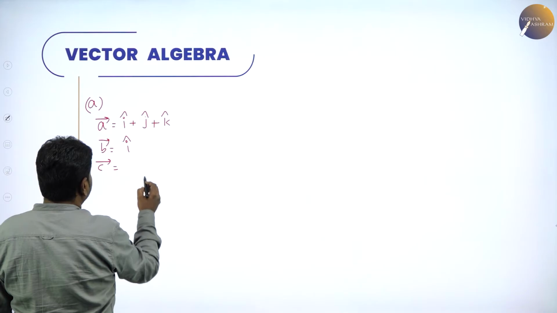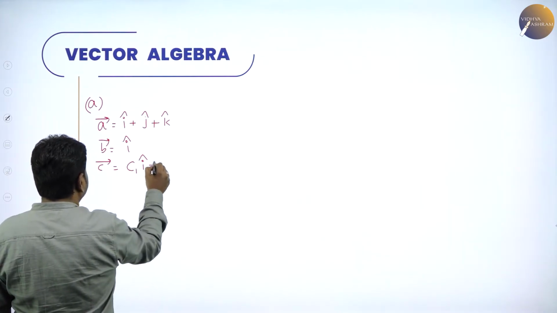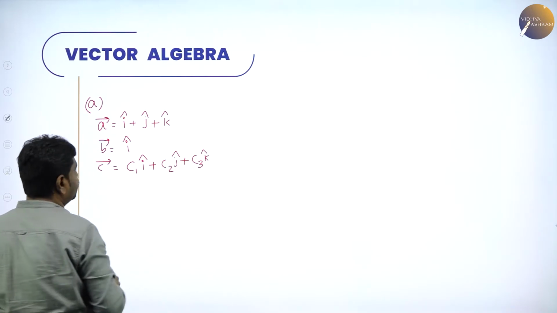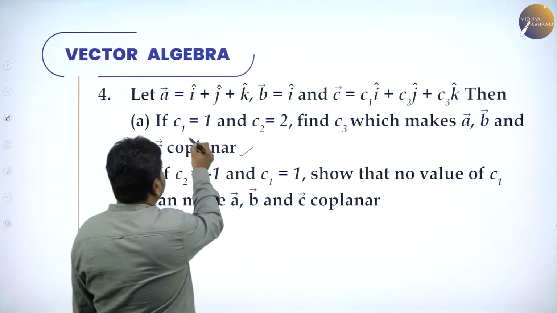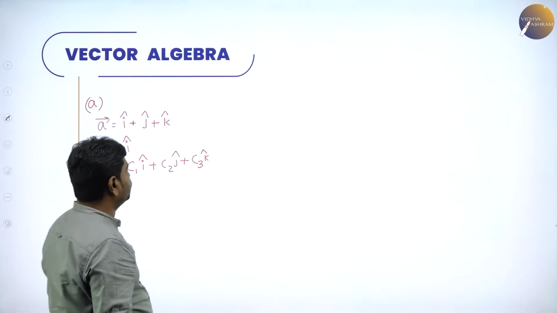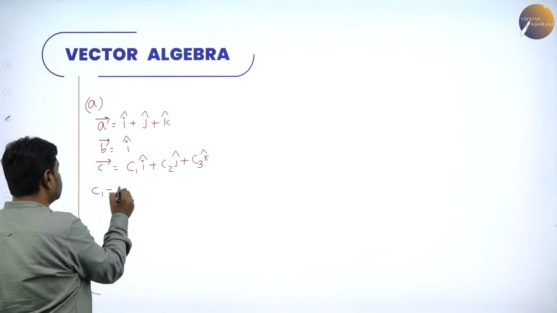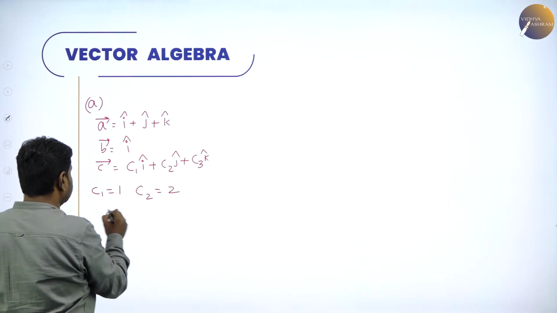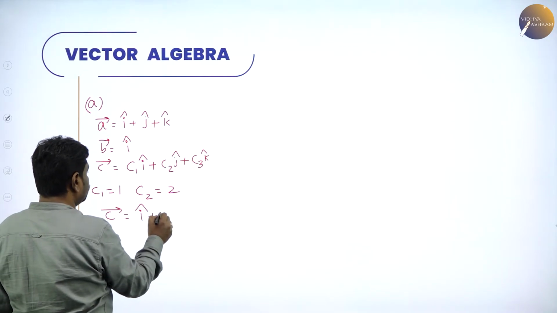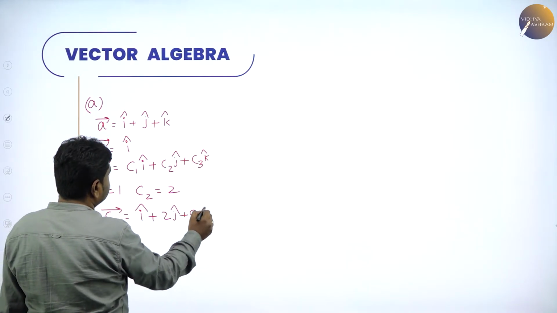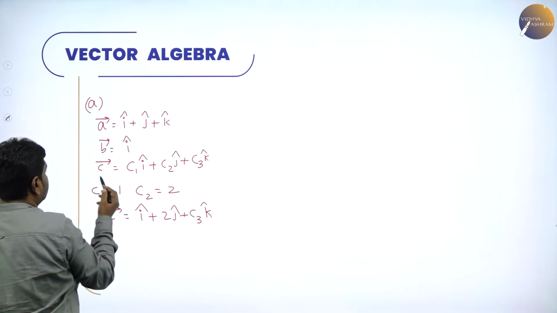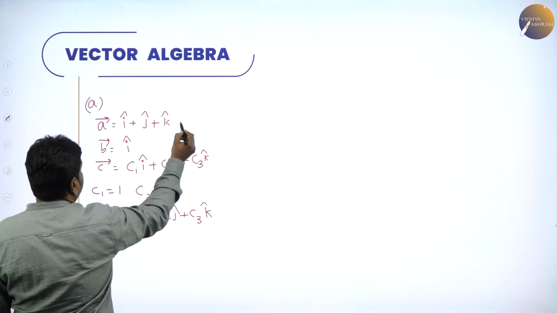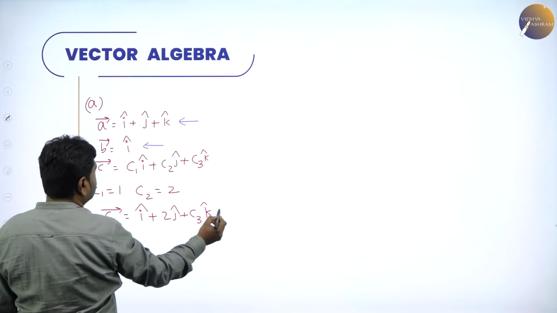C1 i cap, C2 j cap, C3 k cap. And they also mentioned C1 and C2: they gave 1 and 2. They want C3. So C1 is equal to 1 and C2 is equal to 2. I will substitute them. So vector C is 1 i cap plus 2 j cap plus C3 k cap. So now you know vector A, vector B, and vector C they gave.